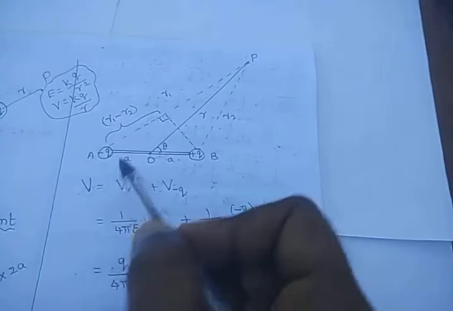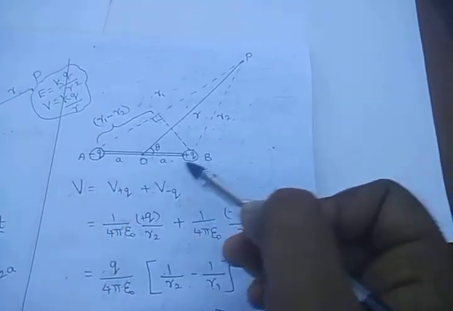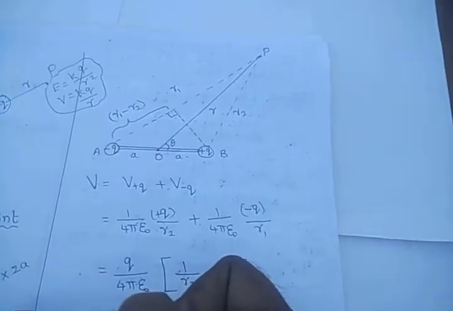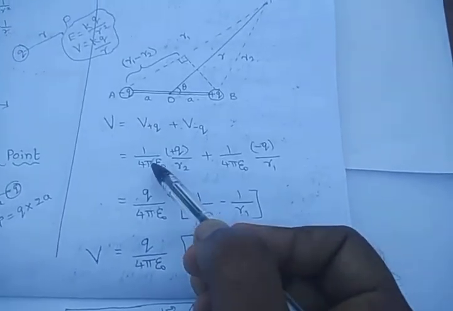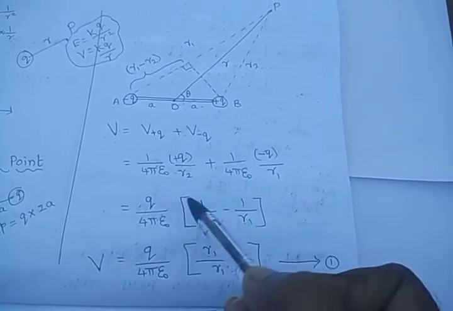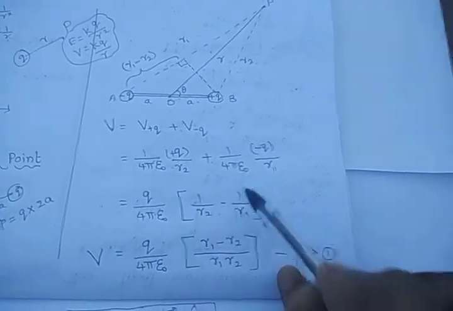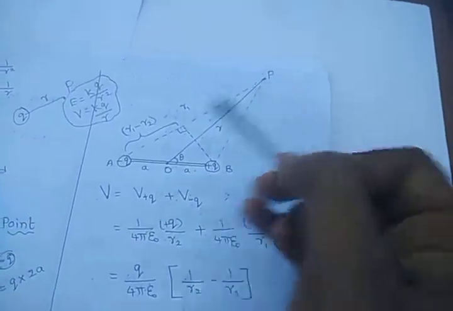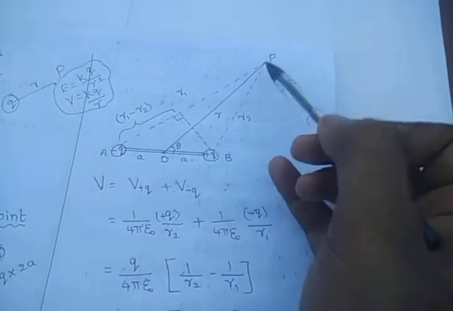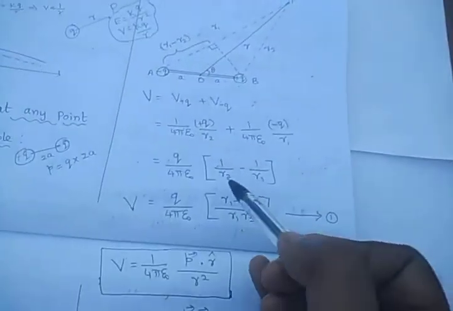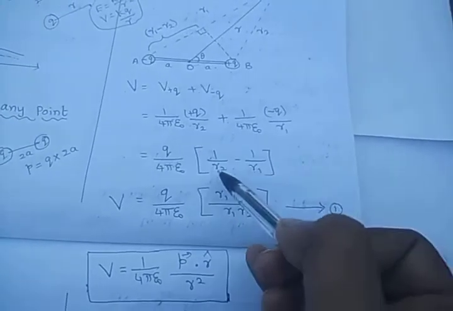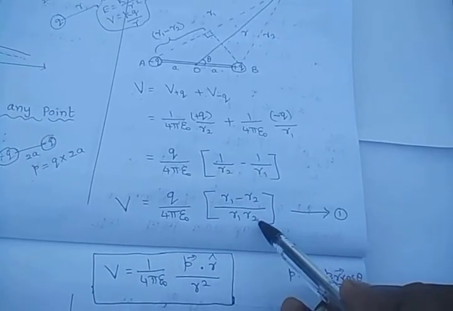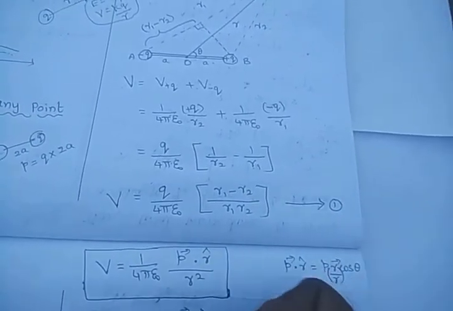The sum of the electric potential due to the negative charge and the positive charge is the total electric potential of this electric dipole. Let's go to the simplification. 1 by 4 pi epsilon naught Q is common outside, so we have only 1 by R2 minus 1 by R1. Here R2 is the distance between the plus charge and the point P, and R1 is the distance between the negative charge and the point P. Taking the LCM, we get R1 minus R2 in the numerator and R1 into R2 in the denominator. This is equation 1.